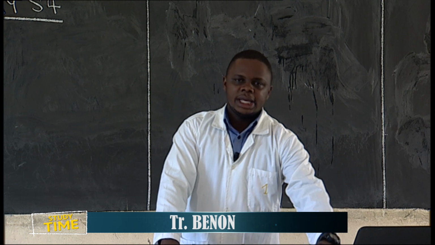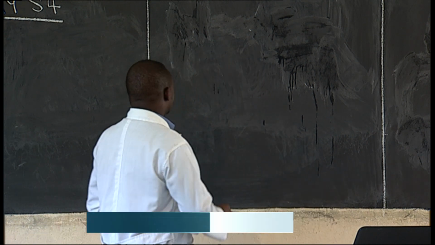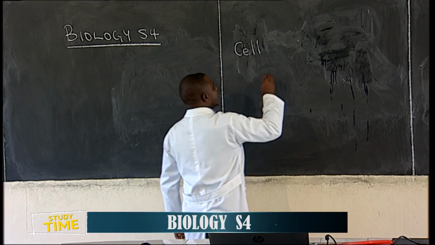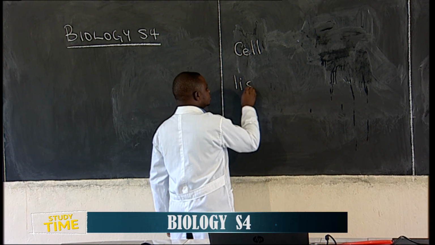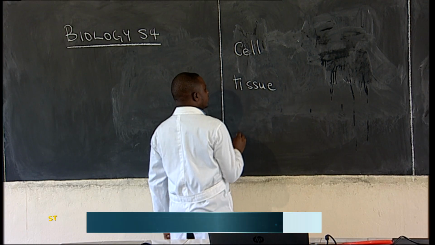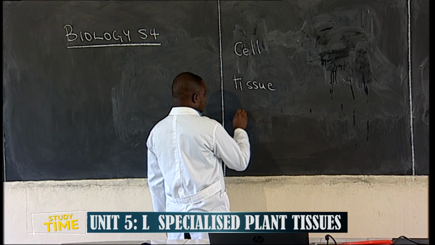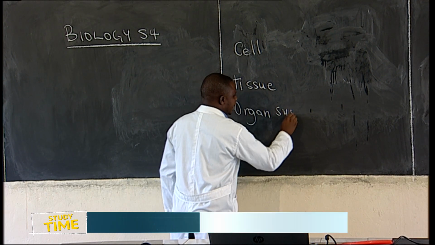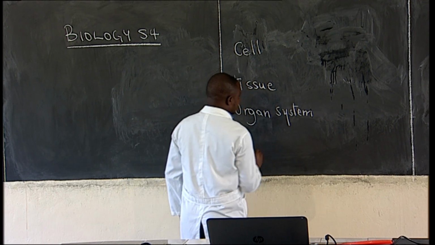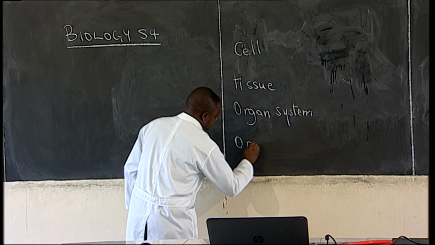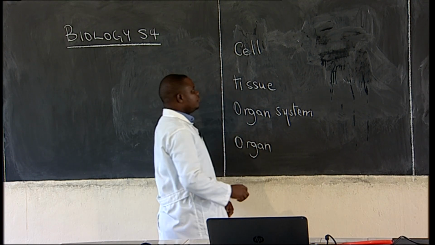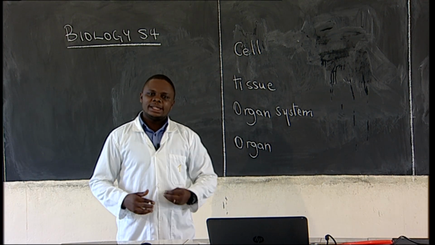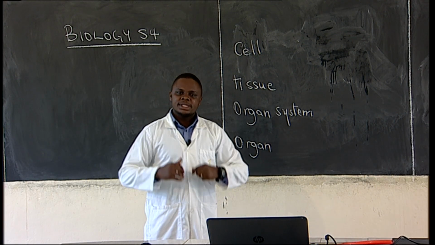Dear students, here I have 4 terms. I have the word cell, I have the word tissue, I have the words organ system, and then the word organ. I need your views about these terms. Which one is smaller than the other, and which one comes first?